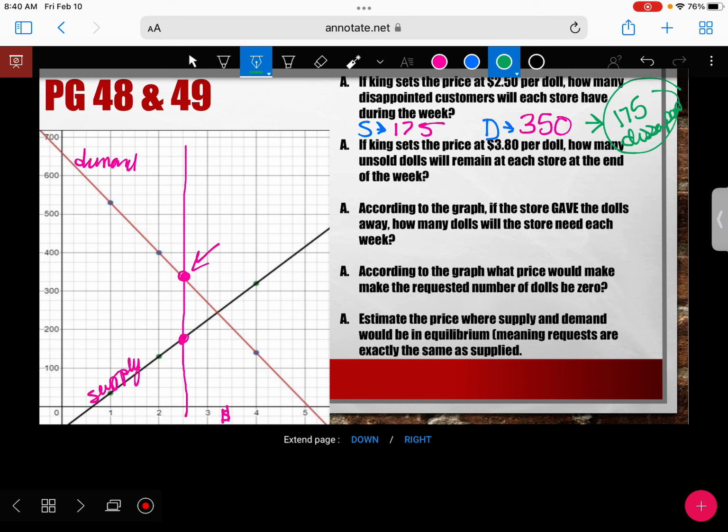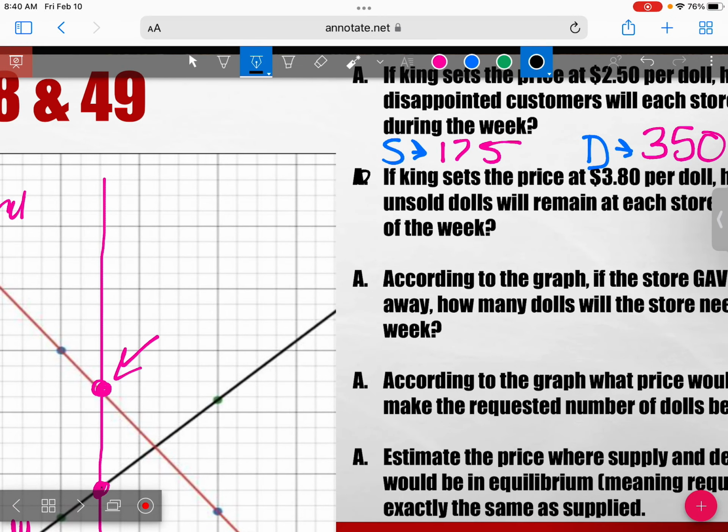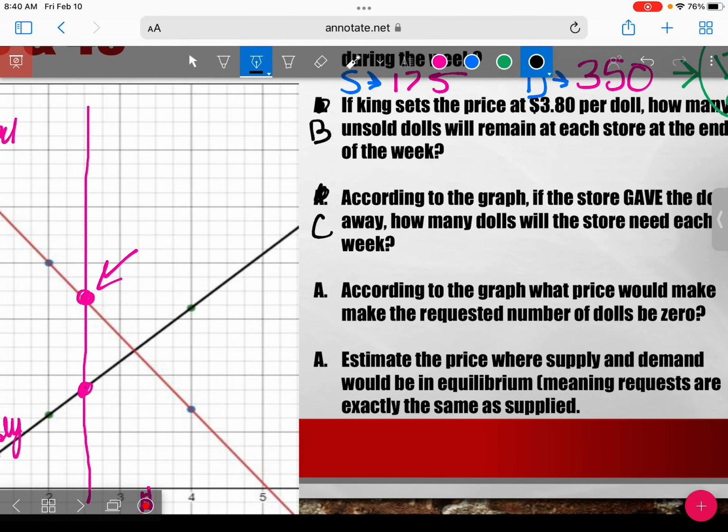All right. Then we're going to do the same thing with, oh, look, all of them are labeled question A. I love that. That's fantastic. It's A. Love it. So let's look at question B, because that's really question B here. So if they set the price at $3.80 a doll, now we're going to do another estimate.